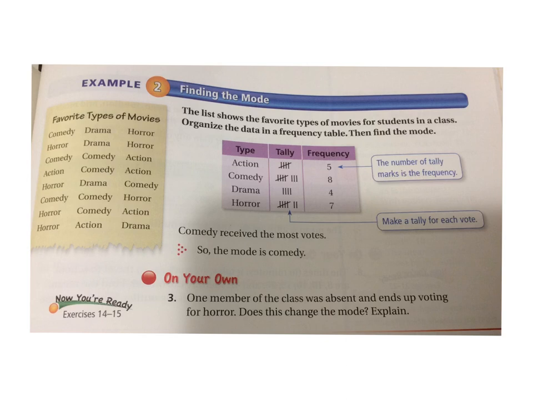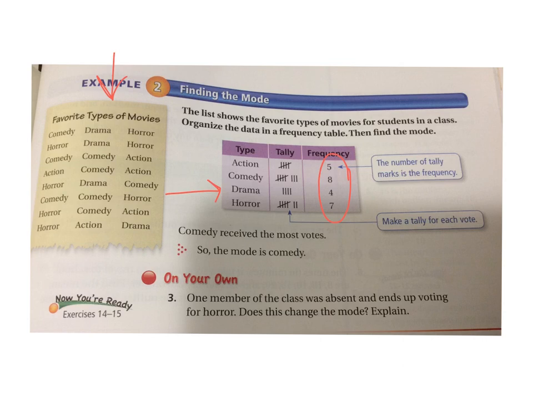Let's look at this example together. It says the list shows the favorite types of movies for students in a class. Organize the data in a frequency table and then find the mode. So we've started with this list of data, and everybody's favorite type of movie is just listed. So we are taking this data and we're going to put it in a frequency table, which is where you get a tally for every time a type of movie appears, and you can see the frequency much more easily. Looking at this frequency table, you can very easily see that the mode is comedy, because comedy is the movie category that got the most votes.